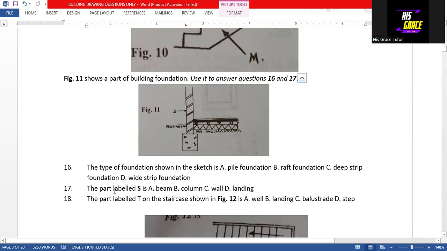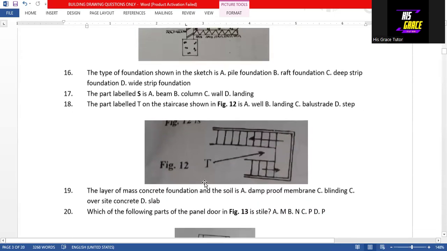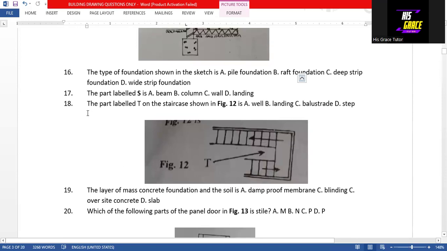Then question 17, the part labeled S is a wall. That is option C, is also an answer to question 17. Then question 18 says that the part labeled T on the staircase shown in figure 12 is a well. That is option A is the answer to question 18. So this part of the staircase is called a well. So option A is the answer to question 18.